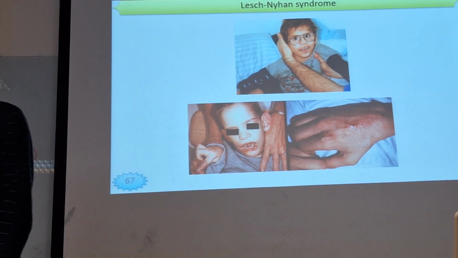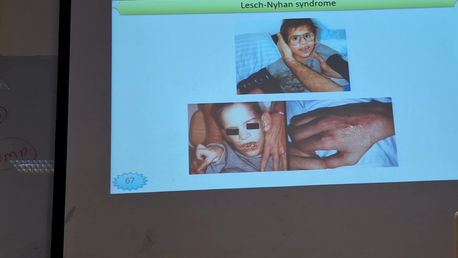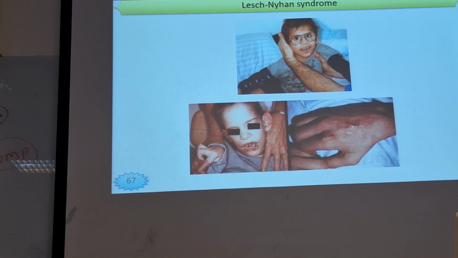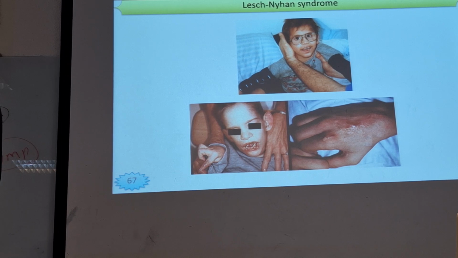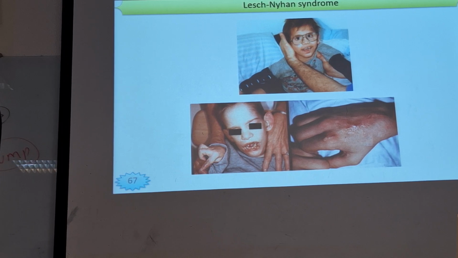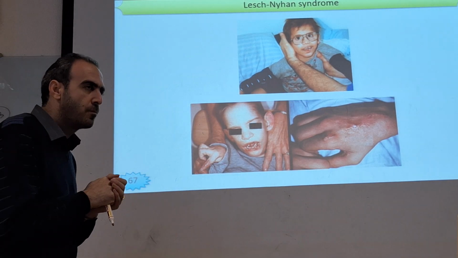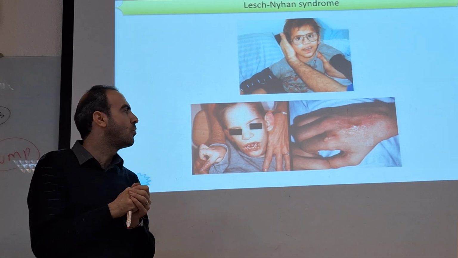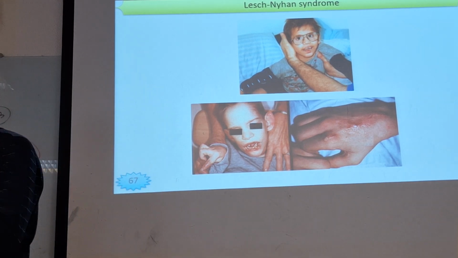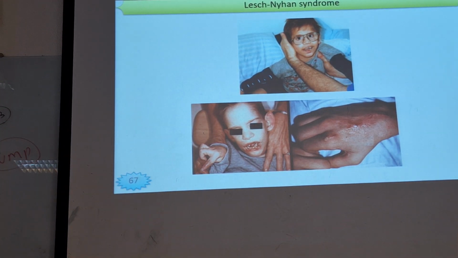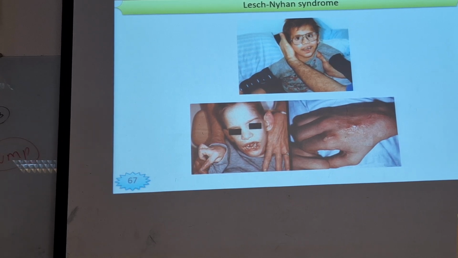One of the complications is self-mutilation. They bite their lip and their finger. Why do they bite themselves? Is there an issue with their central nervous system? No. They feel pain, maybe. They feel pain, really. What is the source of this pain? The accumulation of uric acid.